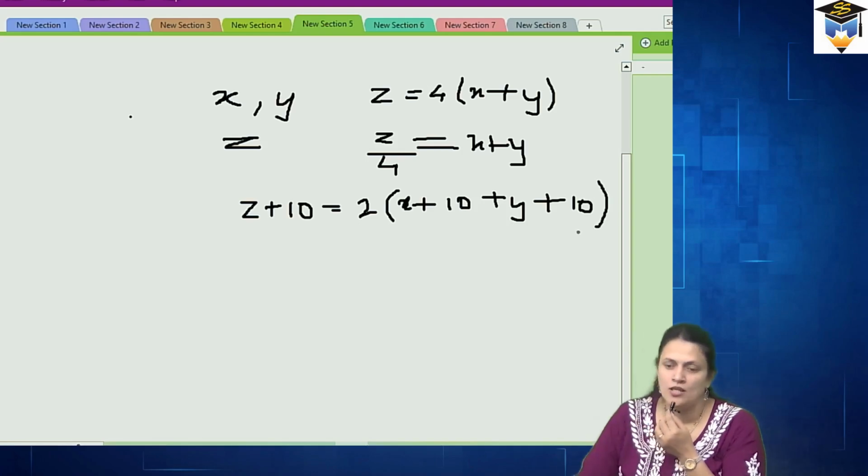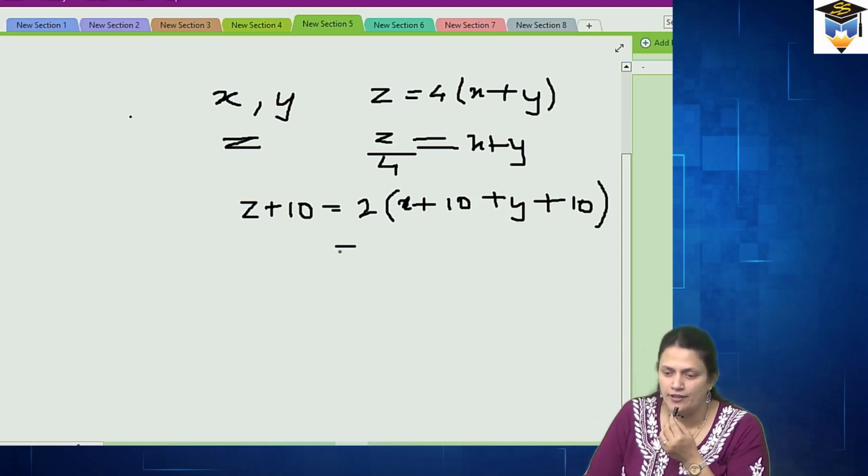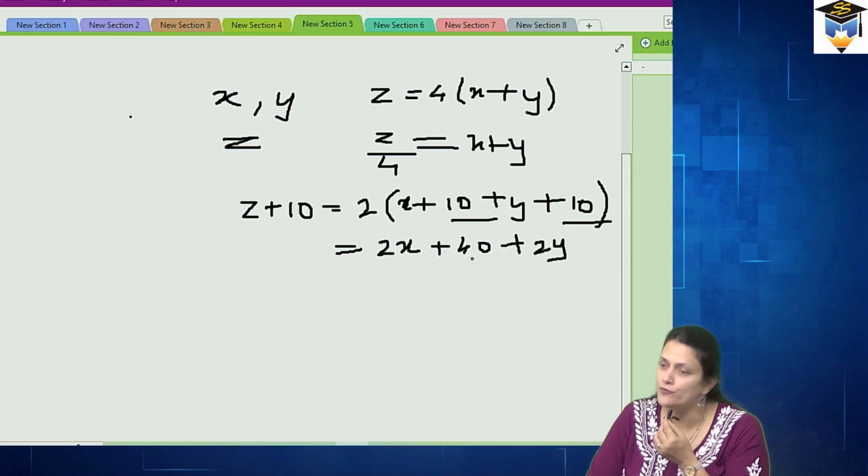Correct? So what is the equation that we are going to get? So 2x plus 20 becomes 40. I'm just going to write 40 over here, and plus 2y. I hope you've understood this. I've added 10 plus 10, 20. 20 multiplied by 2 is 40.